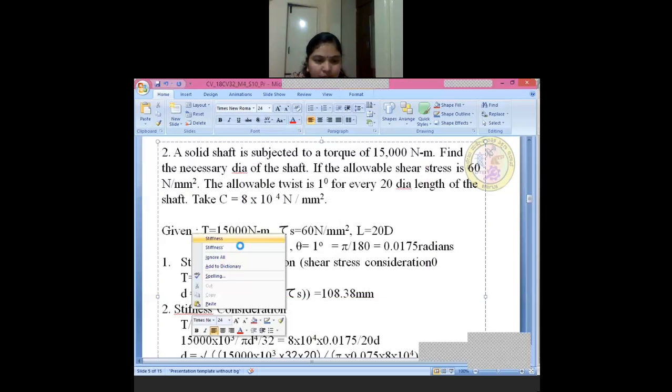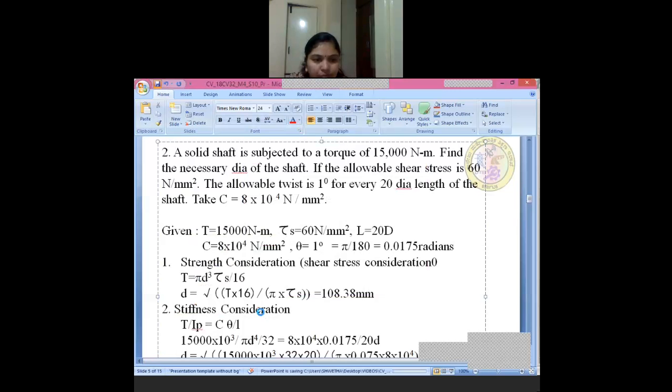How do we find the diameter? Here we have two considerations: strength and stiffness. For the strength consideration, using the shear stress distribution, T is equal to the polar section modulus into shear stress tau, that is pi by 16 into D cubed into tau. If I rewrite this, I get D equal to 118.38 mm.